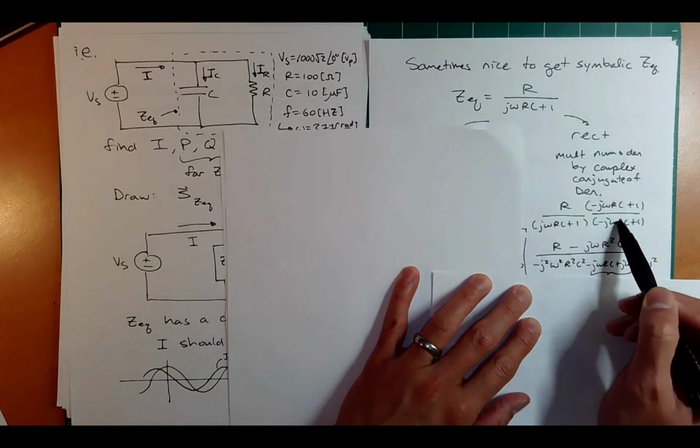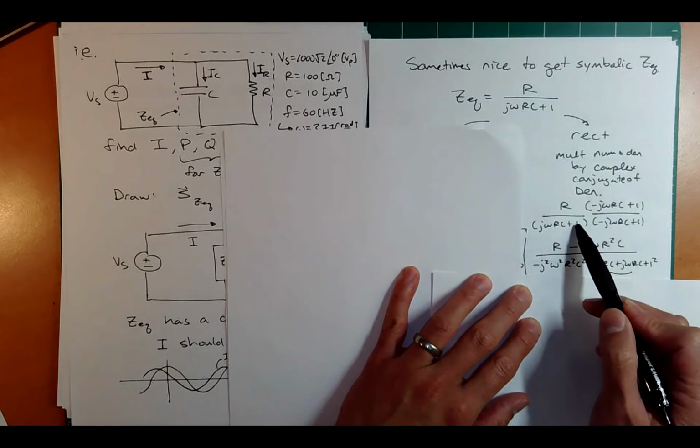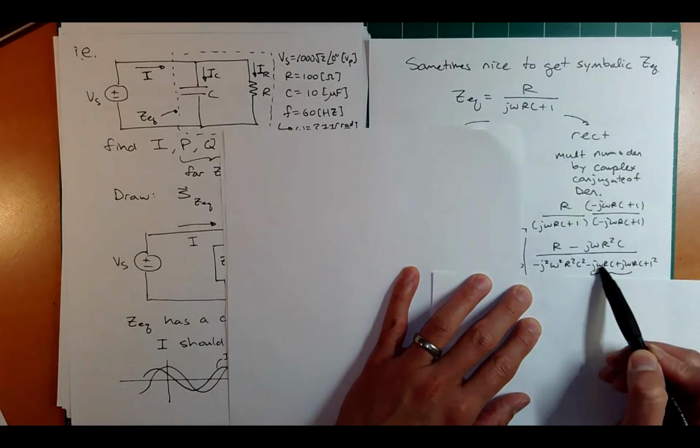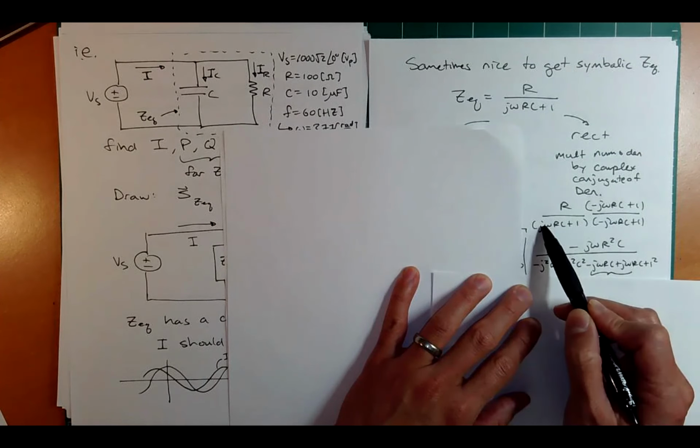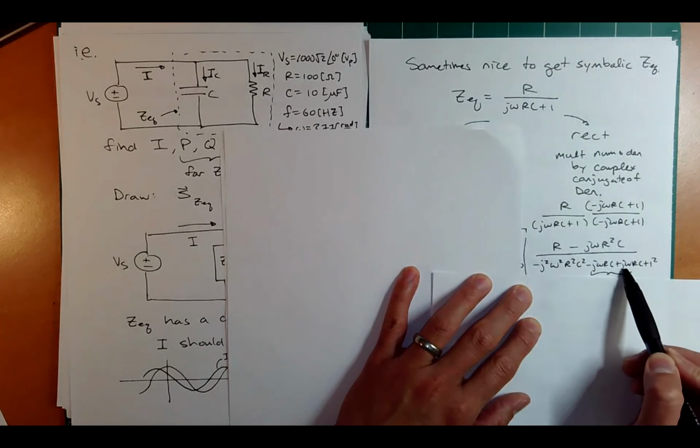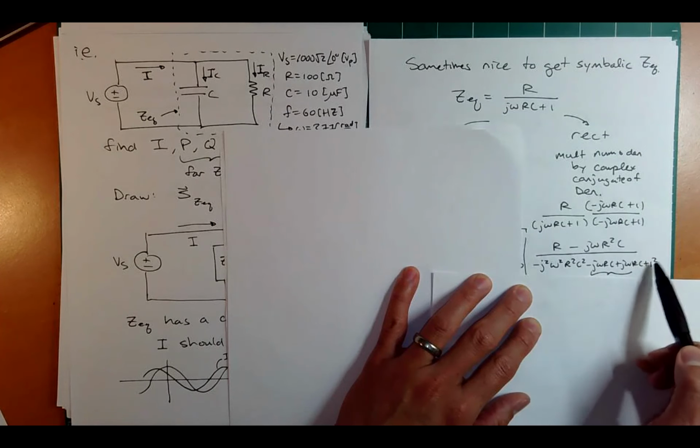Omega squared R squared C squared. That's great. I have 1 times this, so that's a negative j omega RC. And I have a j omega RC times that one, that's a positive j omega RC. And then plus 1 squared.